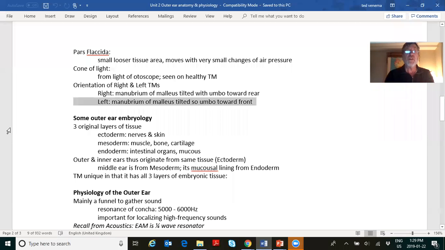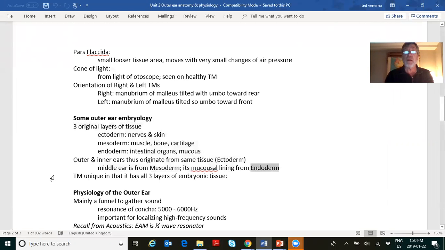Good. Some outer ear embryology. 3 original layers of tissue, as we covered before. The outer and inner ears originate from the same tissue because the inner ear has lots of nerve tissue in it, and the outer ear is skin. And what comes from ectoderm? Nerves and skin. The middle ear is from mesoderm because it contains 2 muscles, which we'll cover next week, and bones, little bones. And it's got mucosal lining. The slimy lining is from endoderm.